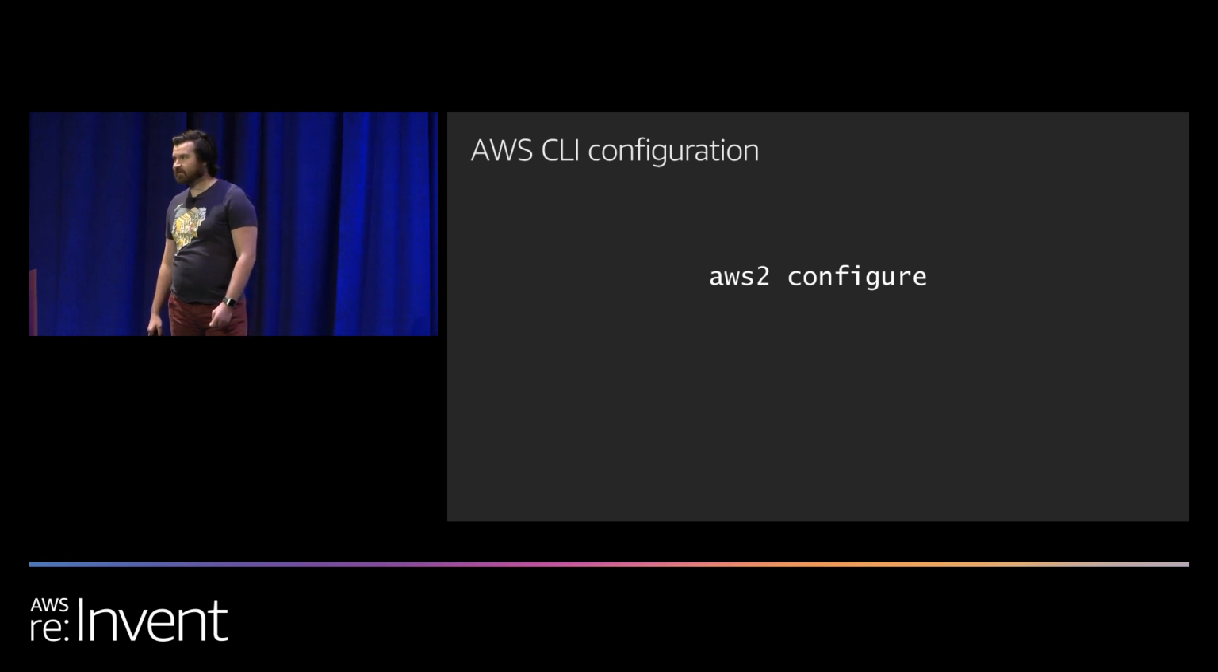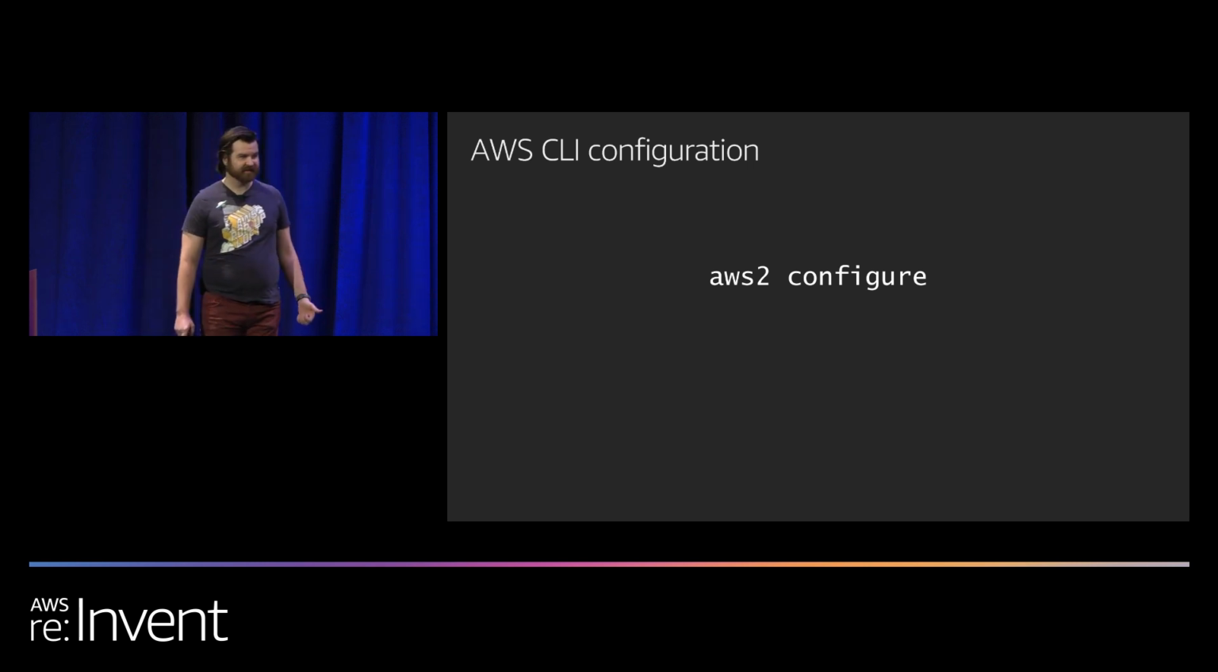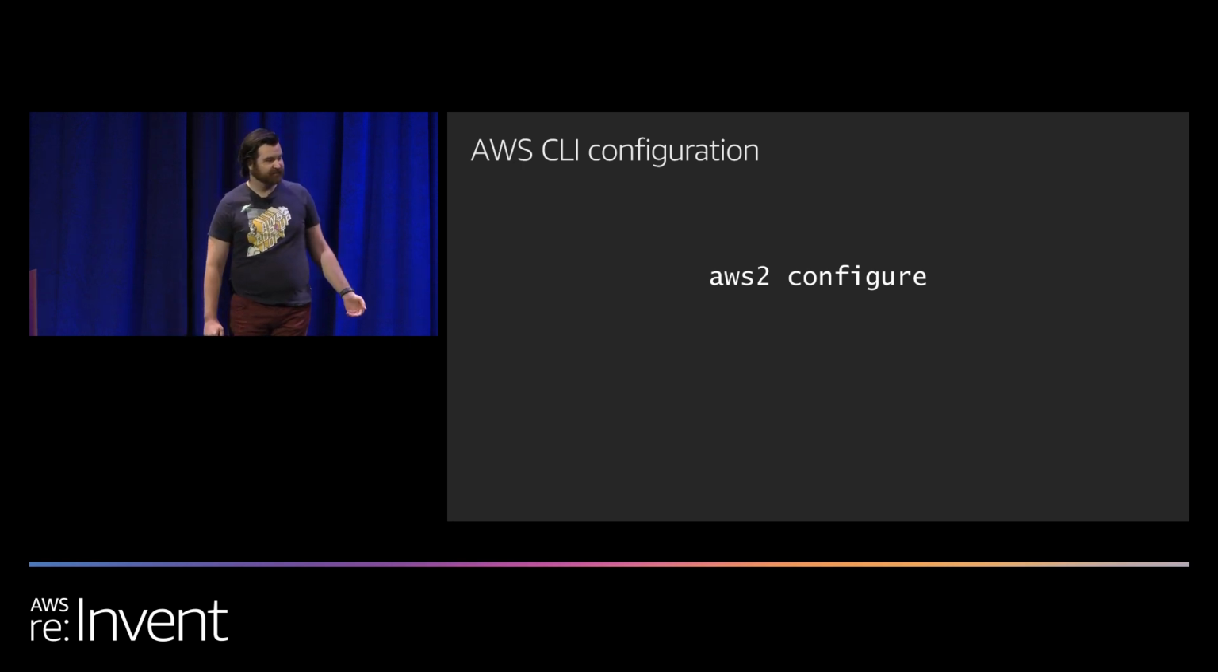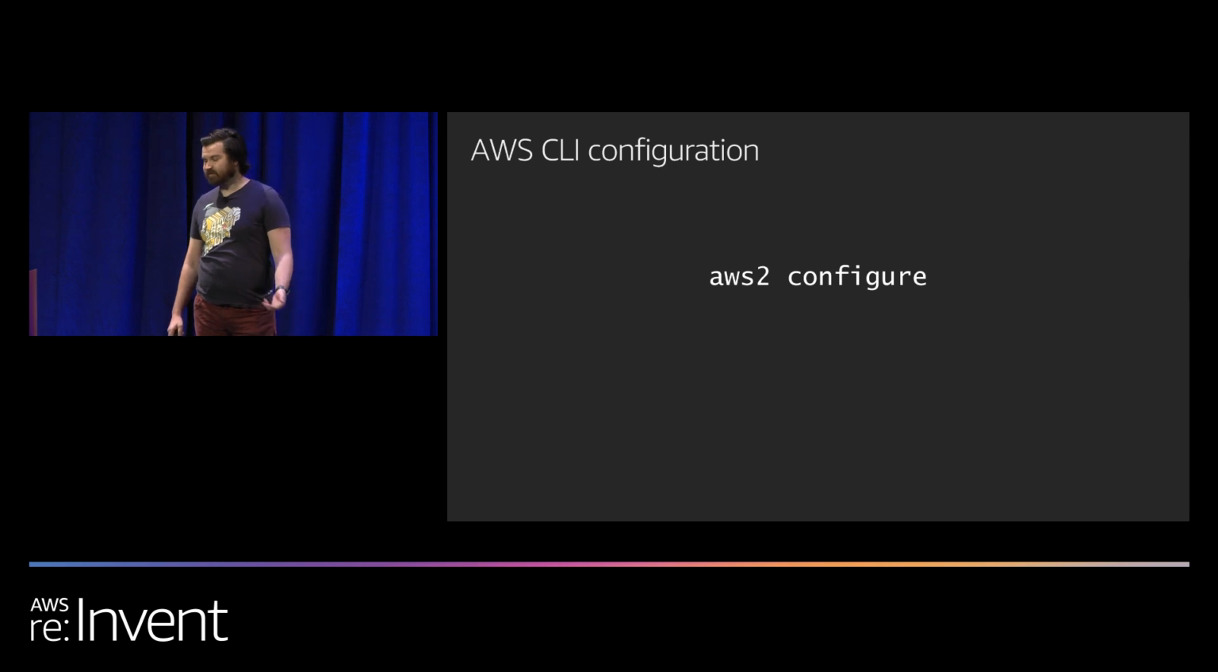Once you have this CLI v2 installed, the next step you're going to want to do is configure it. There are two commands that I would recommend using. There's the configure command. This will give you a basic prompt for some basic information on how to get the CLI up and running. It'll ask you for your access key, your secret key, and your region.